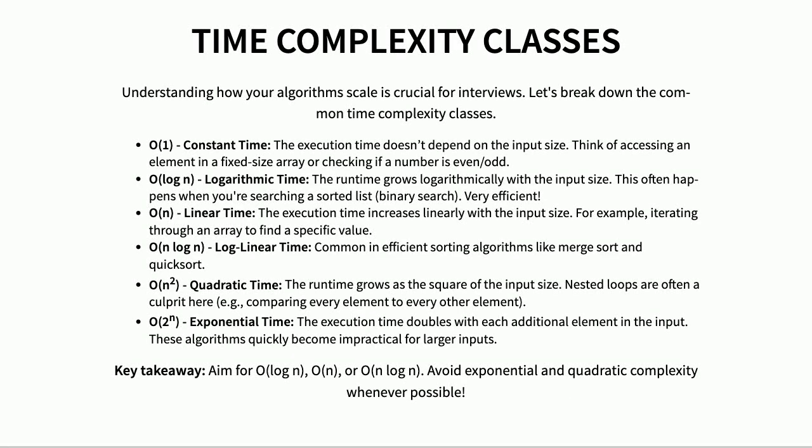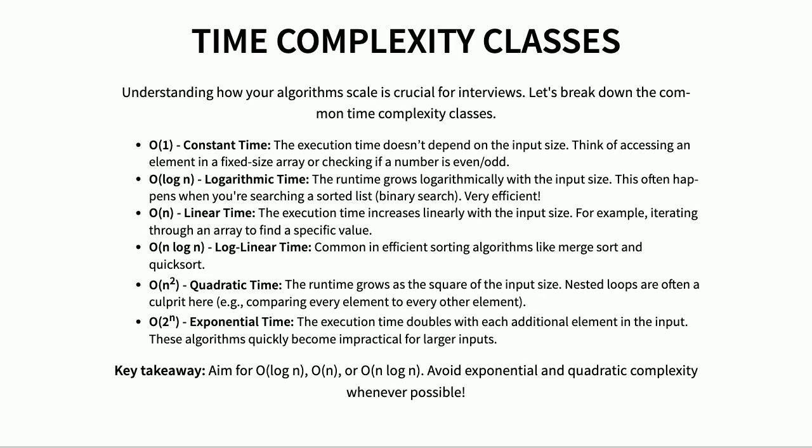Okay, let's talk about how we measure the efficiency of our algorithms, specifically time complexity. Basically, it tells us how the runtime of an algorithm changes as the amount of data it has to work with gets bigger. We categorize this into different classes. First up is O(1), which means constant time. The execution time stays the same no matter how much data you throw at it. Then we have logarithmic time, or O(log n), which is super efficient. Think about searching a sorted list using binary search. It gets faster and faster as the list grows.